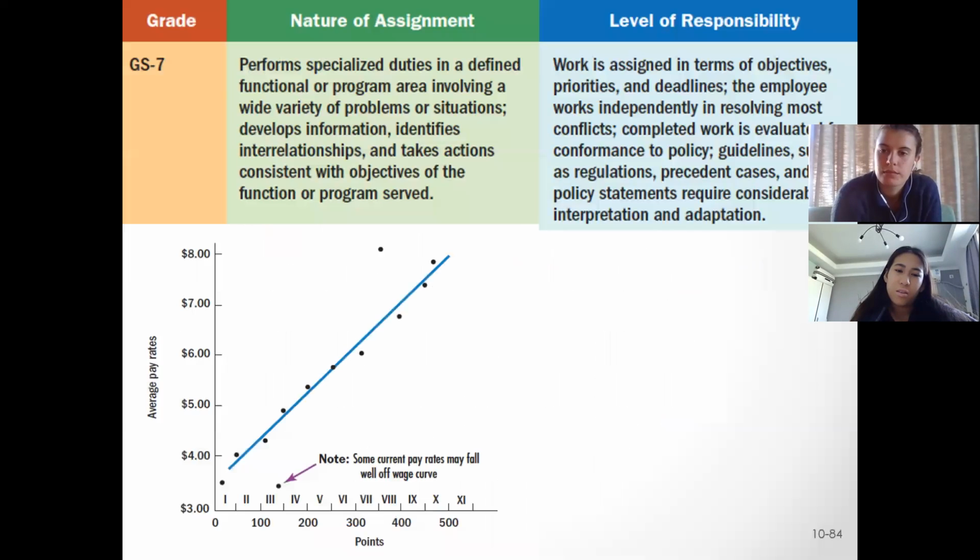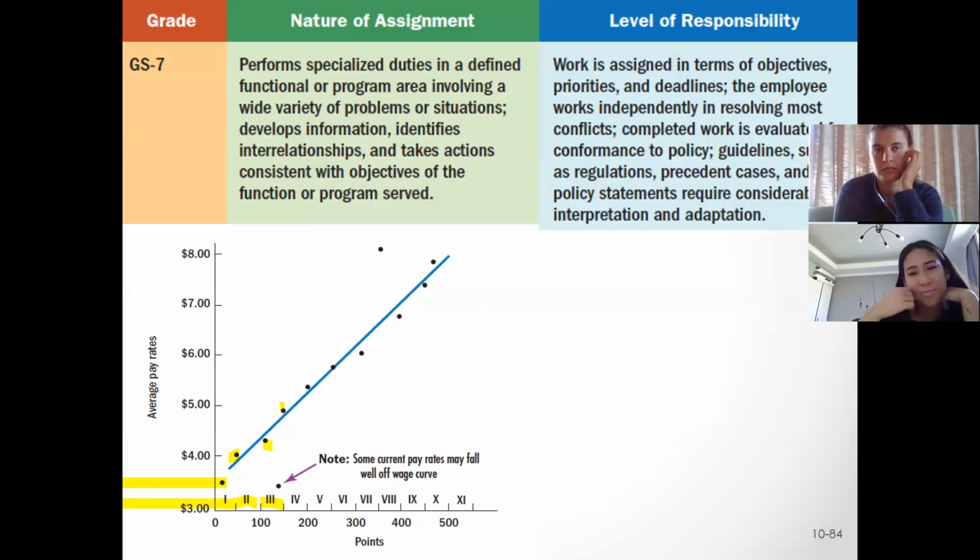Going back to the chart we had skipped over, this is more of a wage curve, right? So for the wage curve, we have all these different jobs. From 0 to 100, we separate into 50 points. Each point value is 50 points, each pay grade. And different jobs have different points, and then we draw a line that is as close to as many points as possible. And this becomes our wage curve.